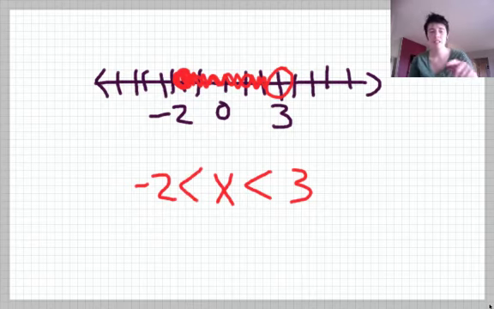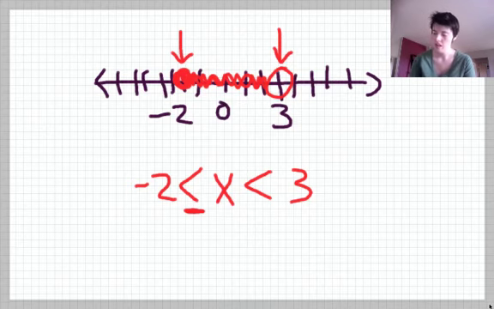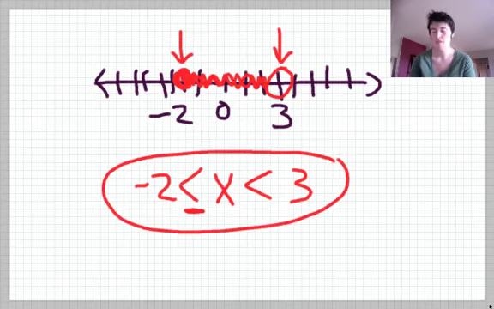Do either one of these need an equal sign? The -2 does, because it has a solid point. Because this is solid, right there, I gotta have my equal sign. Because this is empty, right there, no equal sign with the 3. And that is my inequality.